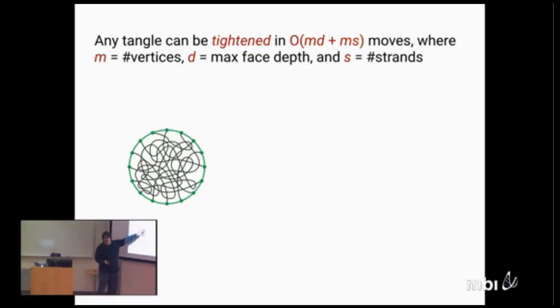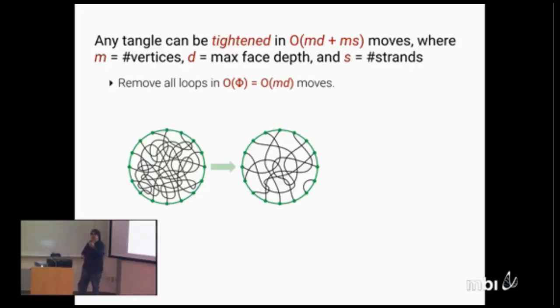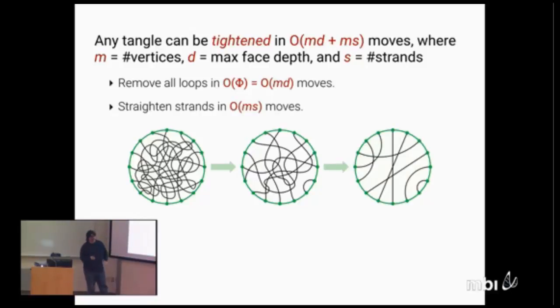So the basic idea is the first thing we do is we remove loops exactly the way that I described earlier. And because every time we remove loops, we're reducing the potential by at least a third of the number of moves, the total time to remove all the loops is at most the potential, which is at most the number of vertices times the maximum depth. And then we need to straighten out the strands. This we can do basically using the same idea, in time proportional to the number of strands times the number of vertices.